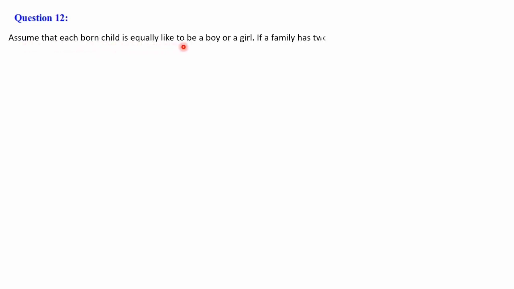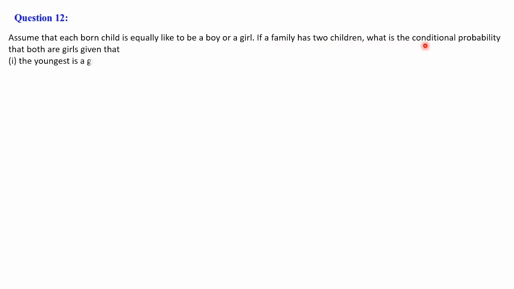Next we shall discuss question number 12. Assume that each born child is equally likely to be a boy or a girl. If a family has two children, what is the conditional probability that both are girls given that the youngest is a girl? Second question, at least one is a girl. Here the question says assume that each born child is equally likely. Equally likely in the sense equal chance means 50-50 chance. Getting a boy and getting a girl, equal chances are there.